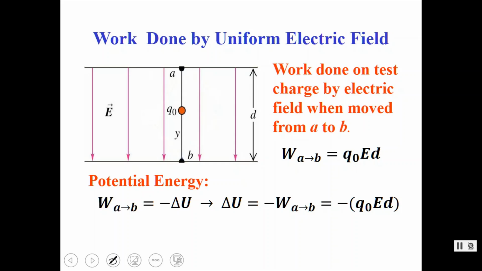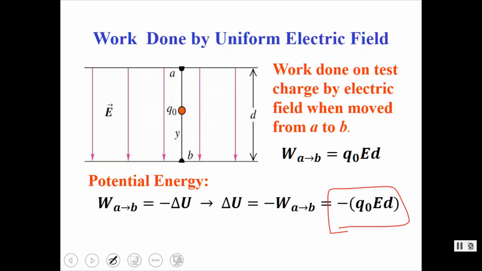And when we look at potential energy, it is negative delta U. So if we want to solve for delta U, it's going to be negative the work from A to B. So we get that delta U is equal to negative Q0 E times D. This is a really important result, and it would be a good thing to remember because they like to use parallel plates. Having that answer without having to do the full derivation is always super handy. Now notice that it is negative Q0 E times D.